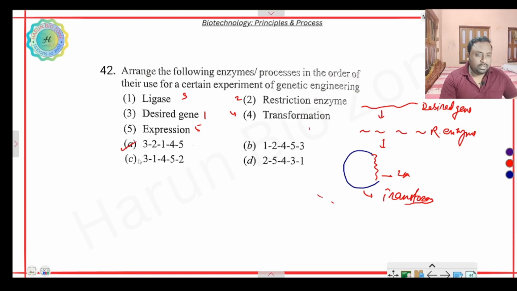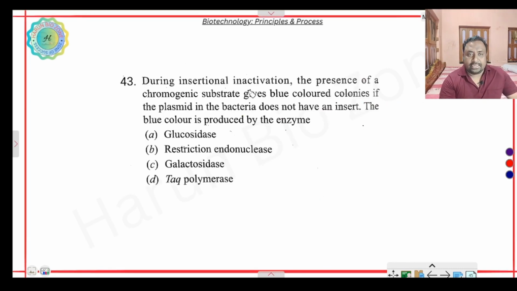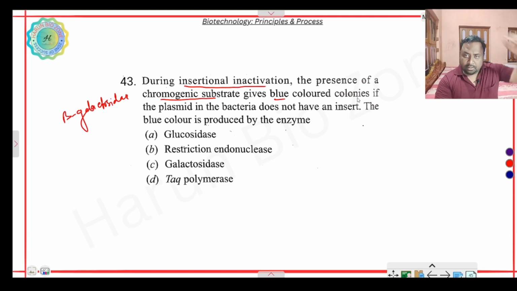Next question, during insertional inactivation, the presence of a chromogenic substance means beta-galactosidase. Beta-galactosidase gives blue colored colonies if the plasmid does not have an insert. The blue color is produced by the enzyme beta-galactosidase.